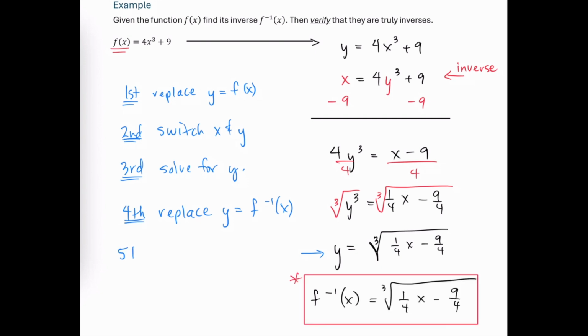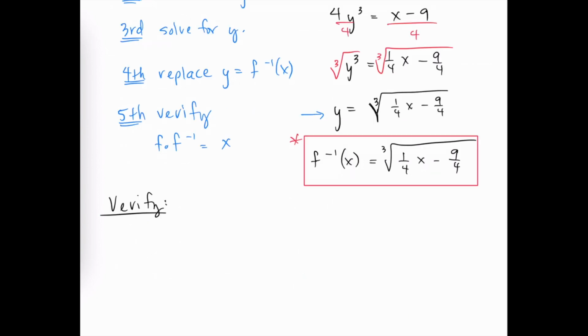The last thing that we want to do is to verify that these two functions are indeed inverses of each other, and we do that by composing f with f inverse, or we could compose it the other direction, f inverse of f, but either way that composition should simplify down to being just x. And that is actually what we've been asked to do in the second part of this problem. So down here we'll complete the verify step.